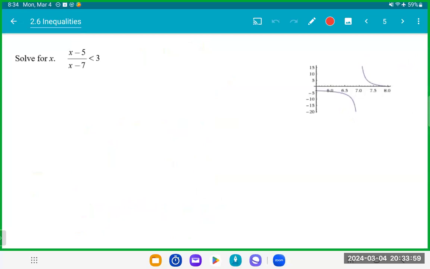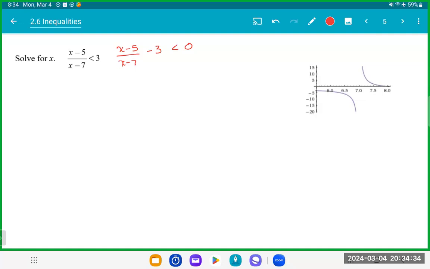All right. Here is another problem. So in this case, now we don't have that 0 on the other side, right? So we have to solve it till we get the 0 to be able to do the technique that I have taught you all. So in this case, we would subtract 3 from both sides. So we end up with x minus 5 over x minus 7 minus 3 is less than 0. So all I did was subtract 3 from both sides.